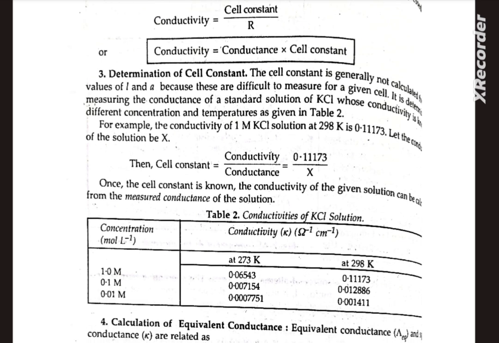Number 3. Determination of cell constant. The cell constant is generally not calculated with the help of the values of L and A because these are difficult to measure for a given cell. It is determined by measuring the conductance of a standard solution of KCl whose conductivity is known at different concentrations and temperatures, as given in the table.